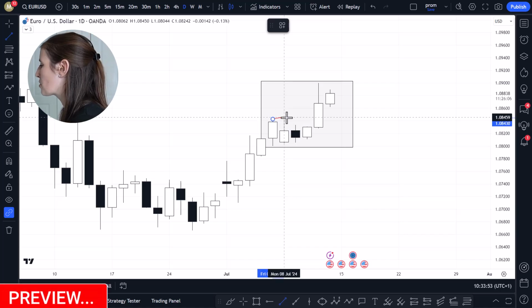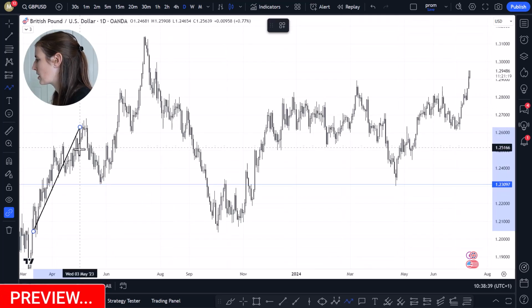On the Monday, the previous daily high was tested right here, but we didn't get a clear break of that, and price made a new swing here. It pulled back and made a low here.